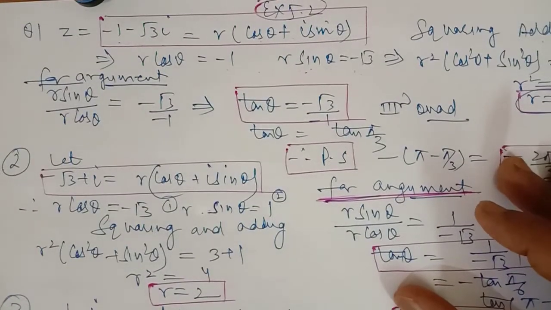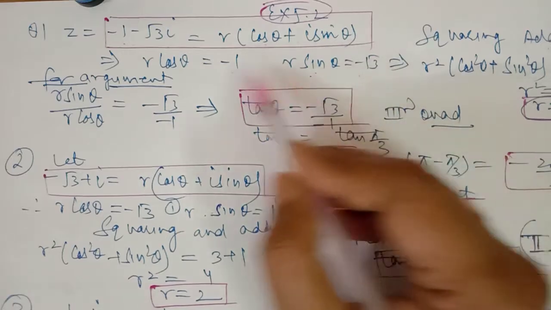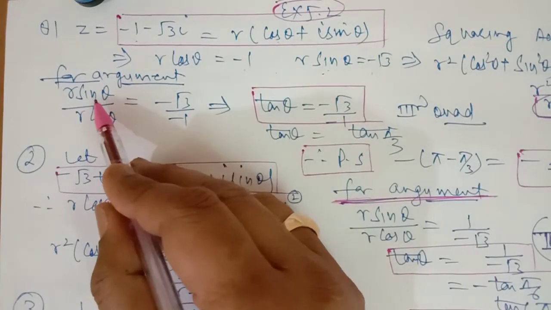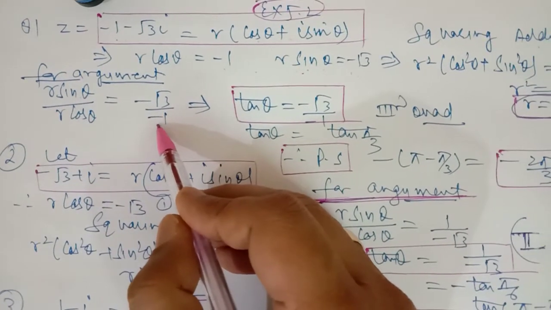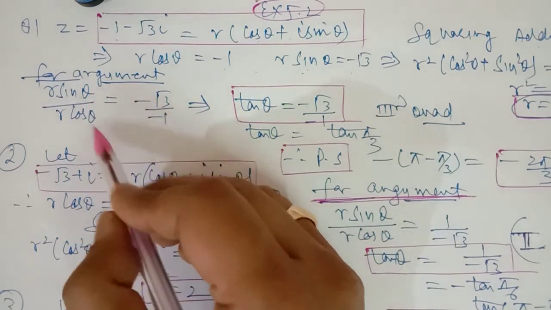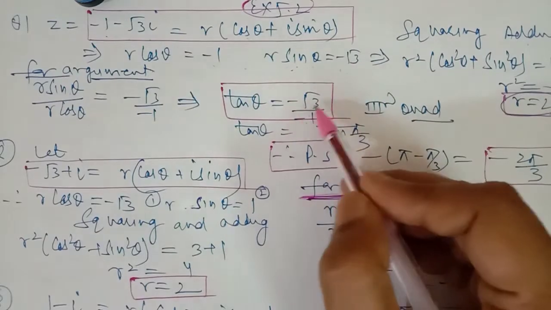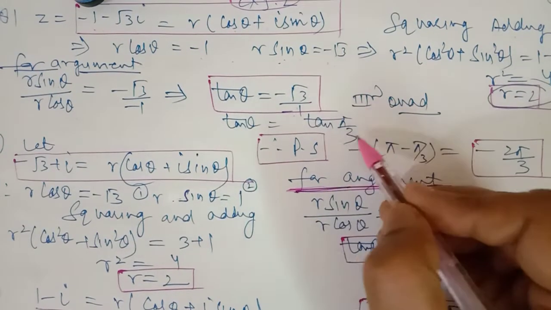Now to find the argument of the complex number, you divide the two equations: r sin theta upon r cos theta is equal to minus root 3 upon minus 1. Because both sin theta and cos theta are negative, it means theta lies in the third quadrant. So tan theta is equal to minus root 3 upon minus 1. Now tan theta comes out to be root 3, which means theta is equal to 60 degrees.